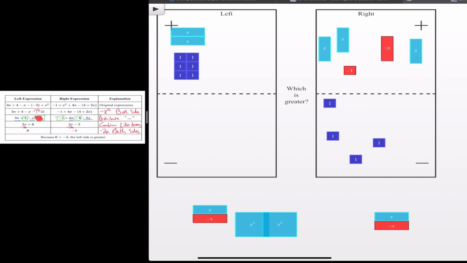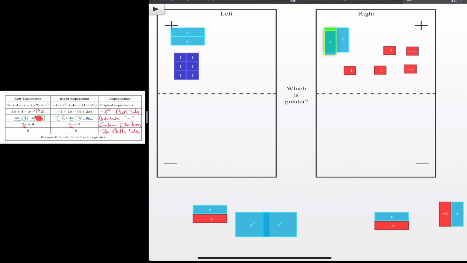And we know that 2 plus 4 is 6. So on our left side, we just have 2x plus 6. But on the right side, if we're going to combine like terms, I have this x in the negative side, I bring it up, and it's a negative x. So I take that pair out. I bring this x up as well. It's a negative x. So I can take that pair out. And then I've got a -1, -2, -3, -4 to take up top. So then on my right side, I have 2x minus 5.